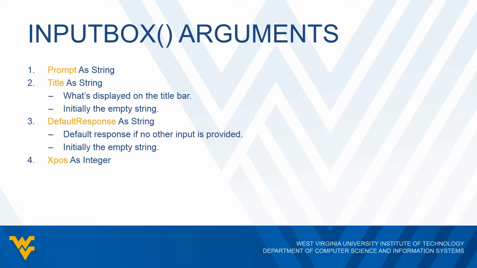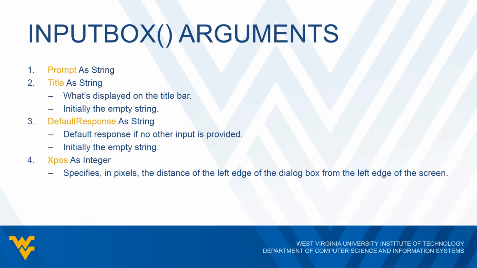We also have an argument called xposition, although it's spelled xpos, we call it xposition. This is an integer. And what this does is it gives us the distance of the left edge of the dialog box from the left edge of the screen. So what we're saying here is how many pixels from the left side of the screen the input box gets displayed. It's giving us the horizontal position of where to put the input box.